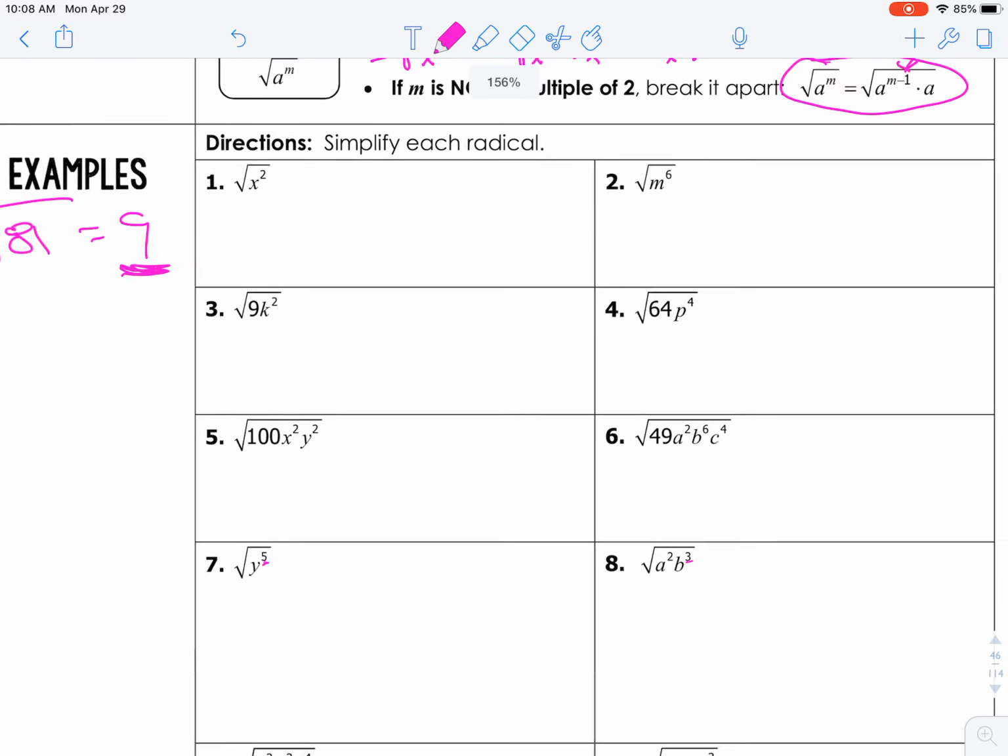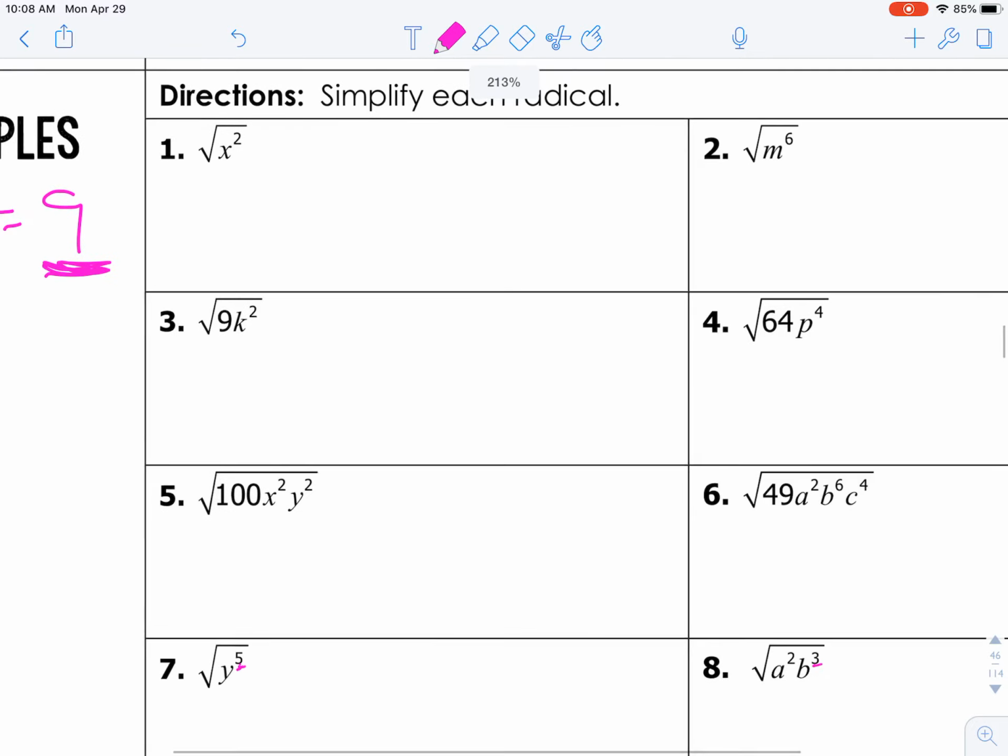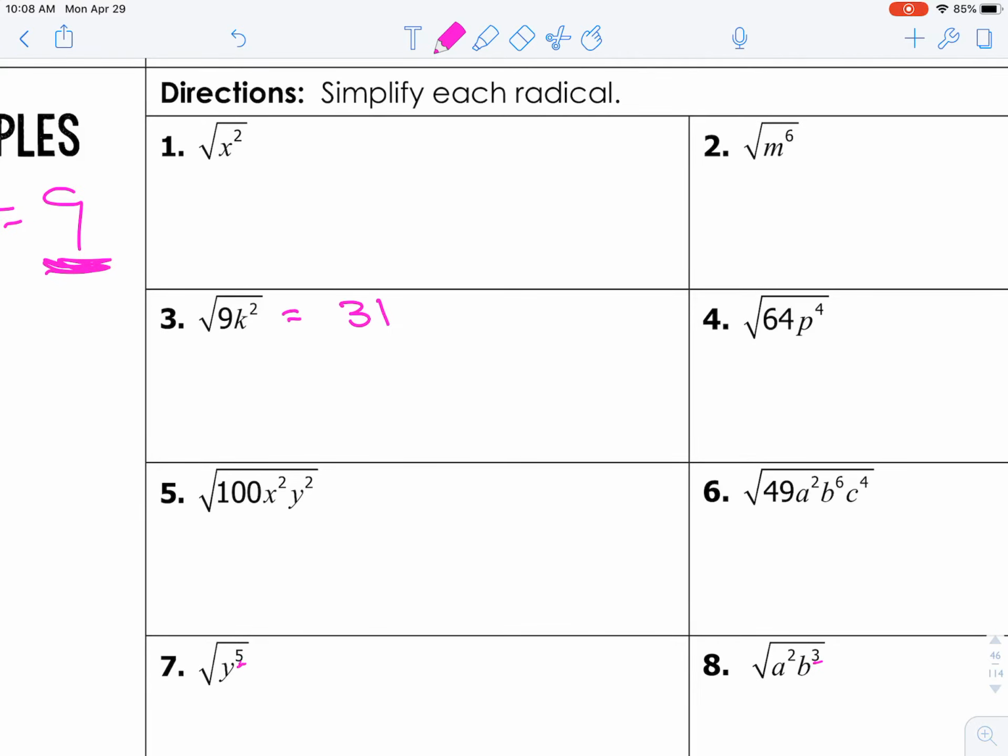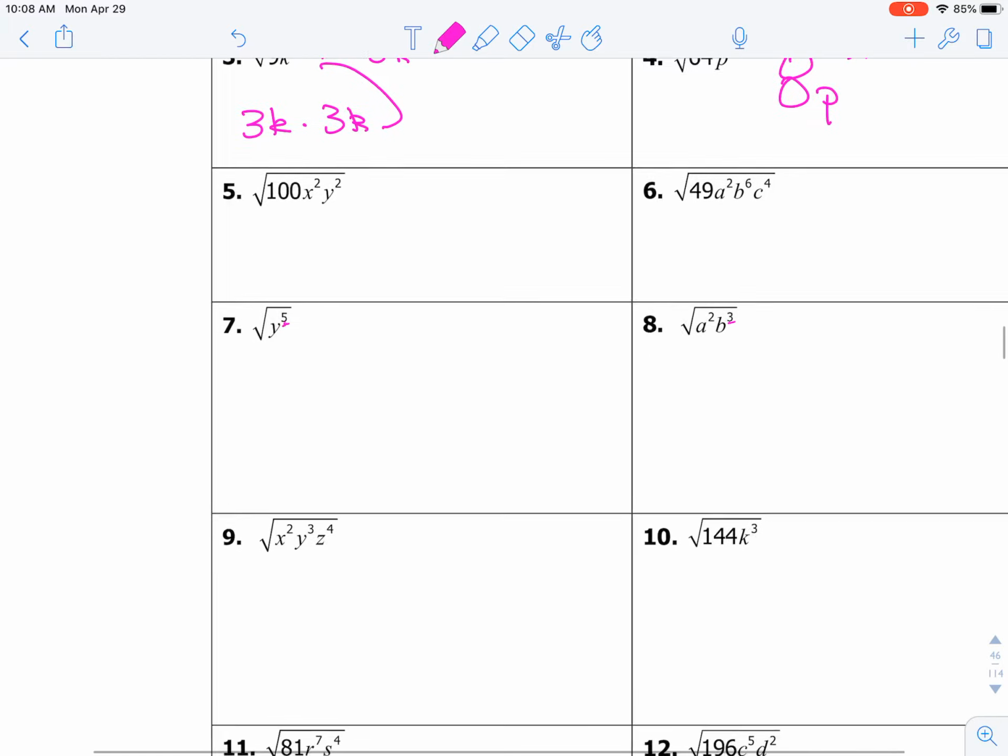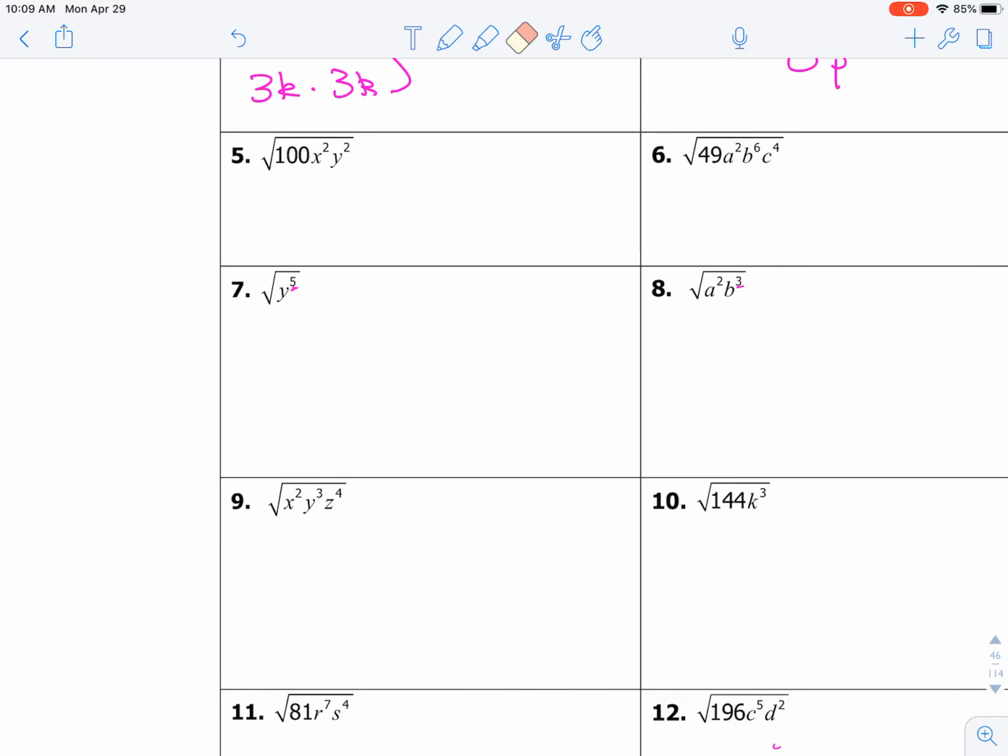So let's just do a lot of these together, actually. So the first two are easy. You're cutting them in half, right? The square root of 9k squared is 3k, and that's because 3k times 3k would equal 9k squared. This one would be 8, P2. You get those. Okay, let's move into some of our odd problems.